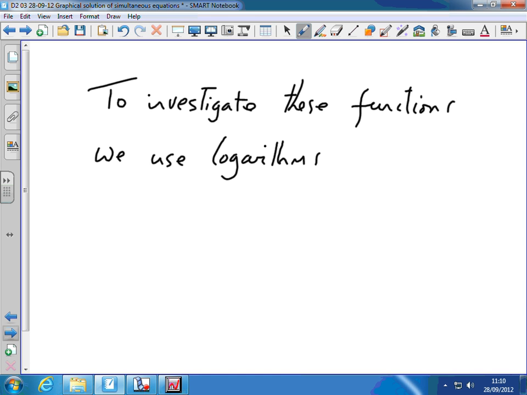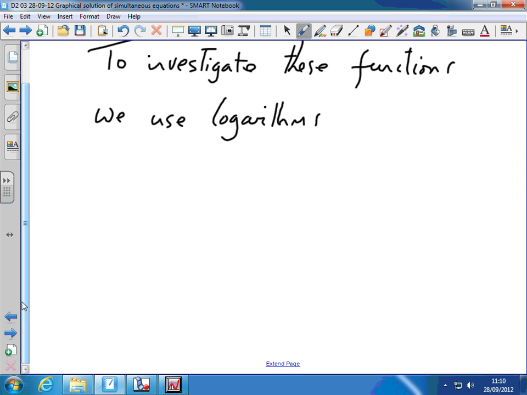So we need a quick reminder of what these logarithms are. And the basic rule is, if we have something like y equals x to the a, for example, some power function, then the logarithm of y equals the logarithm of x to the a. So I take the logarithm of both sides.